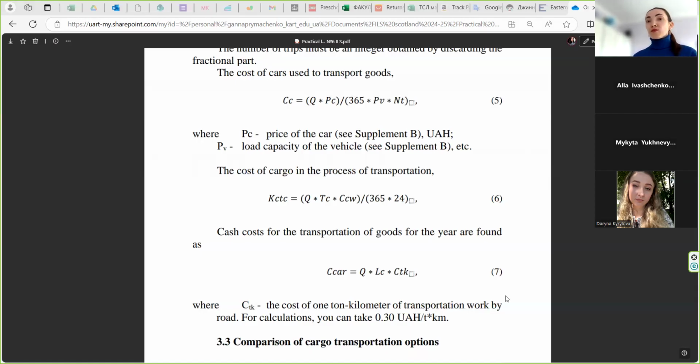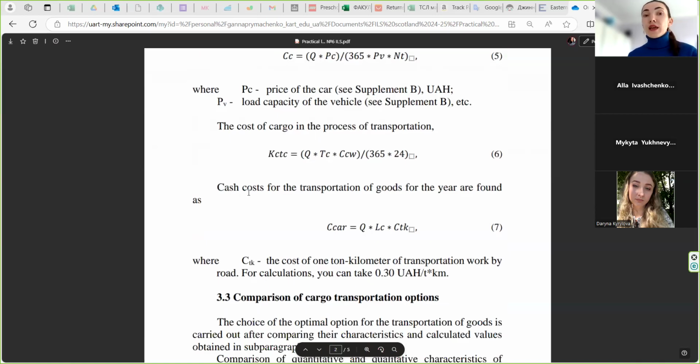Okay, the next formula is formula number 7. Please write on your list formula number 7, and we need to find such a parameter as the cash cost for the transportation of goods for the year. It is a very big part of money for 1 year. Please write is equal to our parameter Q, big Q. Also, we need this parameter in tons. So please look at your formulas 5 or 6. We use this first parameter the same.